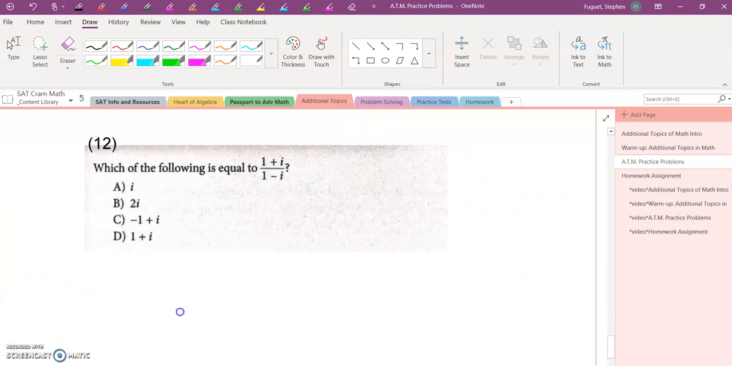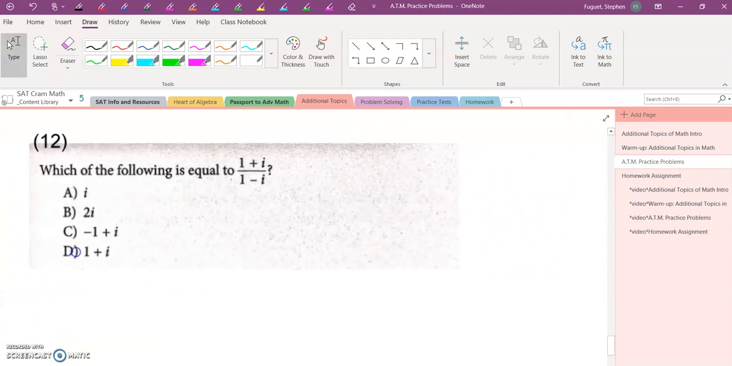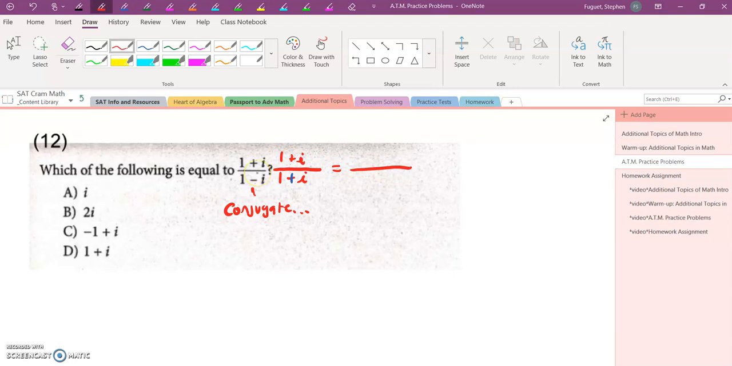Final question comes from Algebra 2. Which of the following is equal to (1 plus i) over (1 minus i)? The idea we want to use here is something called a conjugate. We can always talk more about this if we need to later. The conjugate means I'm going to multiply this bottom term by the same thing, except I'm going to put a plus sign there instead. So it's going to be 1 plus i instead of 1 minus i. We're going to go ahead and FOIL this out. Down on the bottom here, we're going to get 1 minus i squared. On the top, if I FOIL this out, I get 1 plus 2i plus i squared.